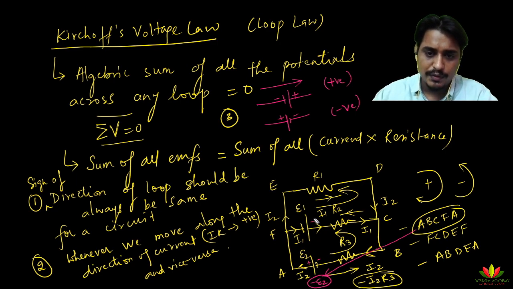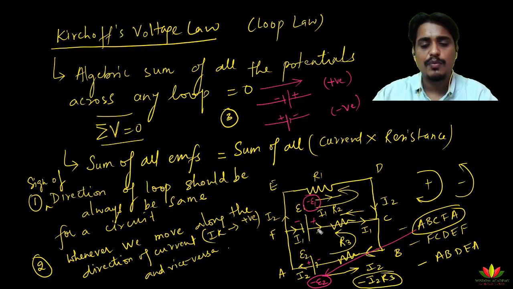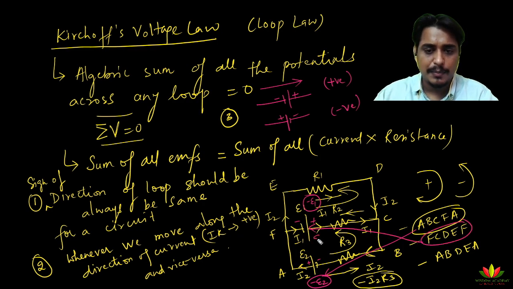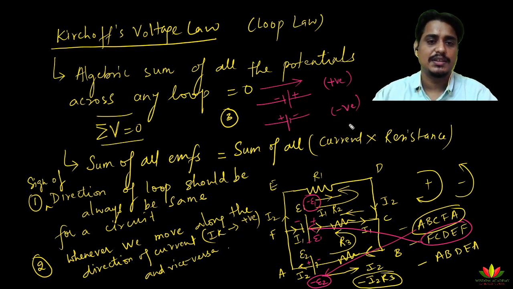If in this loop I'm moving from positive to negative, then again you will take a negative sign here. Remember this: whenever you're moving from positive to negative, that will be negative, and when moving from negative to positive, it will be positive. For example, if I'm taking loop F, C, D, E, F, in this loop the direction of E1 will be positive. Why will it be positive? Because I'm moving from negative to positive. This is the third rule.